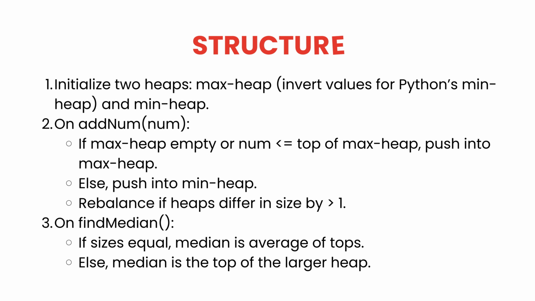Here's the structure. Initialize two heaps: a max heap, inverting values for Python's min heap, and a min heap. On add num: if the max heap is empty or num is less than or equal to the top of the max heap, push into the max heap. Else, push into the min heap. Rebalance if heaps differ in size by greater than 1. On find median: if size is equal, the median is the average of tops. Else, the median is the top of the larger heap.